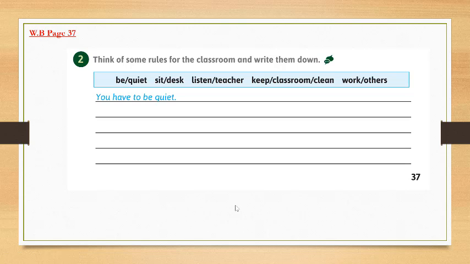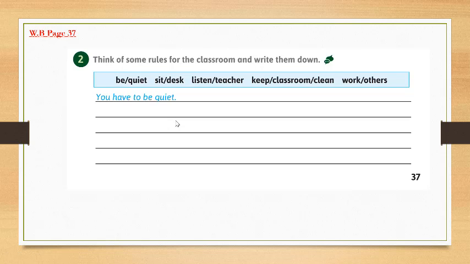Open your student book. Open your workbook. Think of some rules from the classroom and write them down. Look at the box. Be quiet. Sit at your desk. Listen to the teacher. Keep the classroom clean. Work with others. Number 1. You have to be quiet. We use you have to.